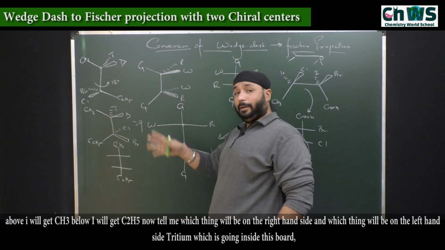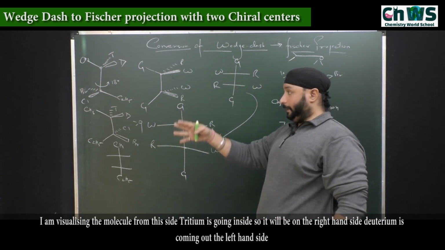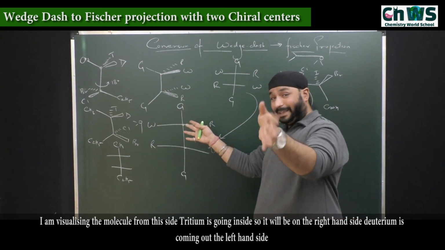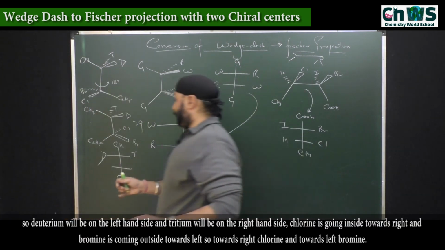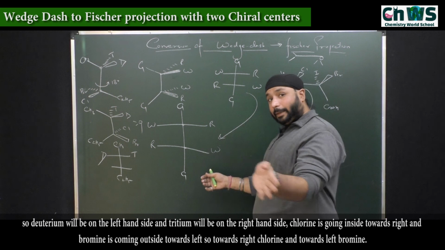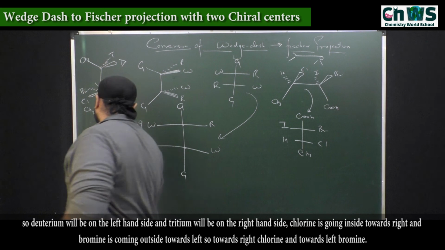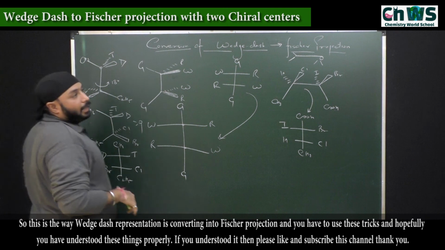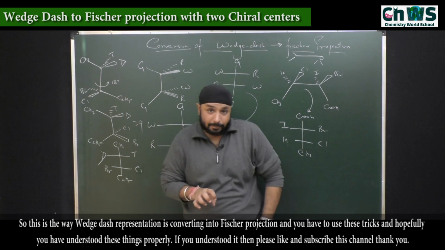Tritium is going inside this board, and I'm visualizing the molecule from this side. Tritium is going inside, so it will be on the right hand side. Deuterium is coming out, so on my left hand side. So deuterium will be on the left and tritium on the right. Chlorine is going inside towards the right, and bromine is coming outside towards the left. So towards the right I have chlorine, and towards the left I have bromine. So this is the way a wedge-dash representation is converted into a Fischer projection, right?